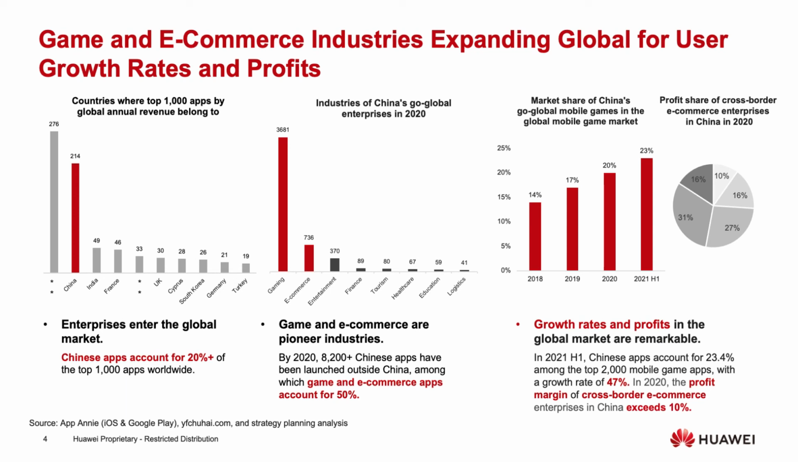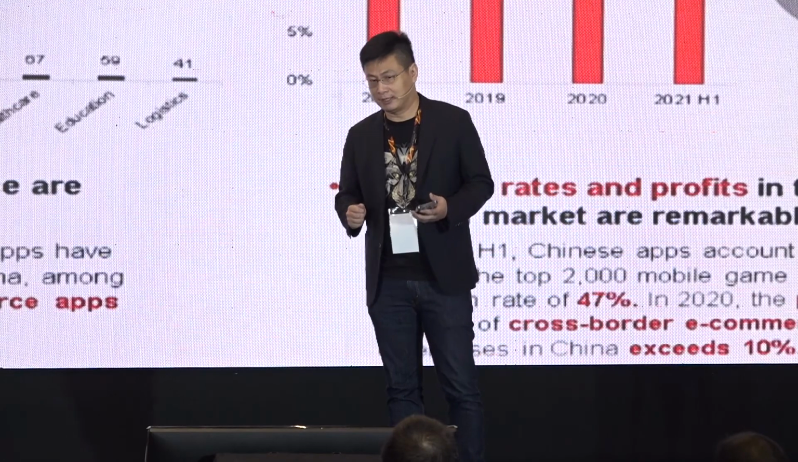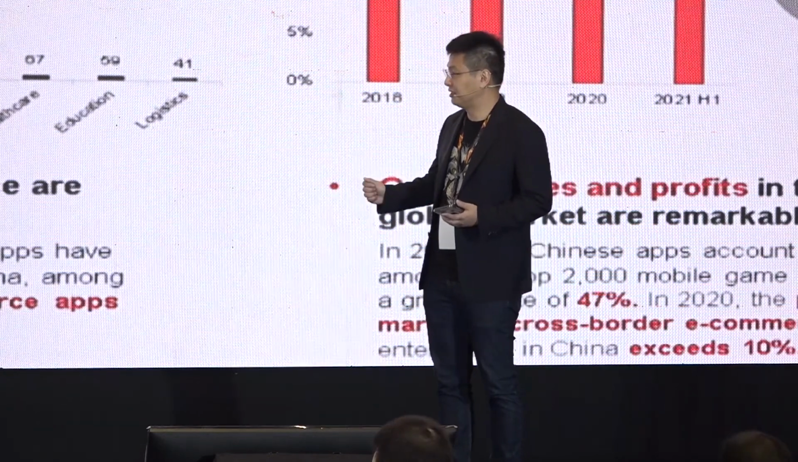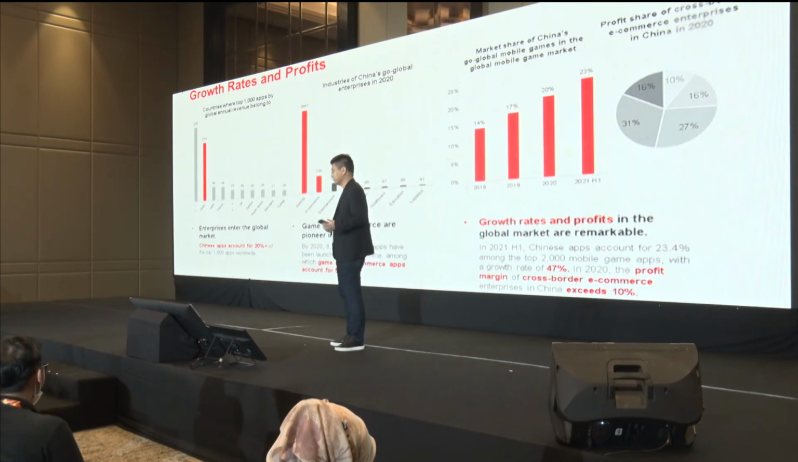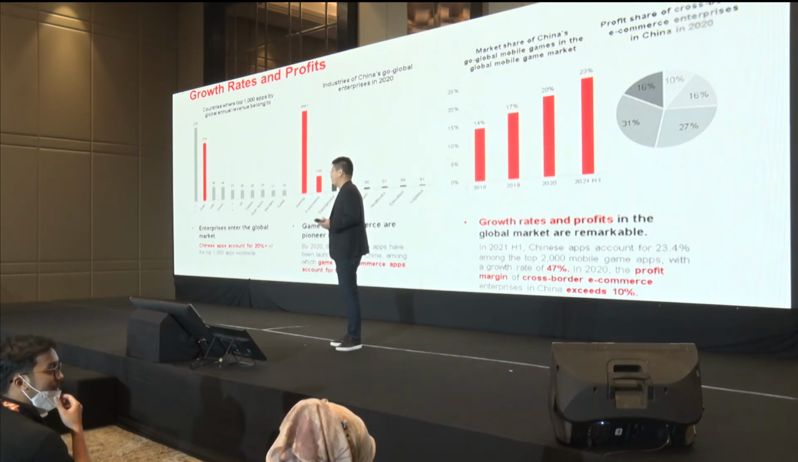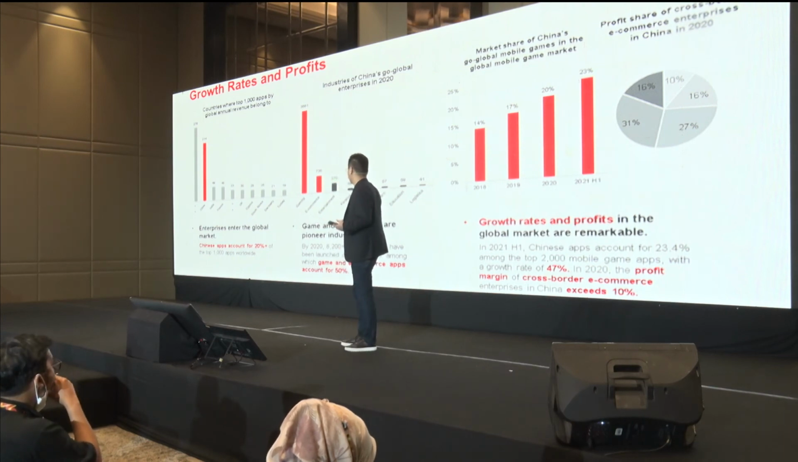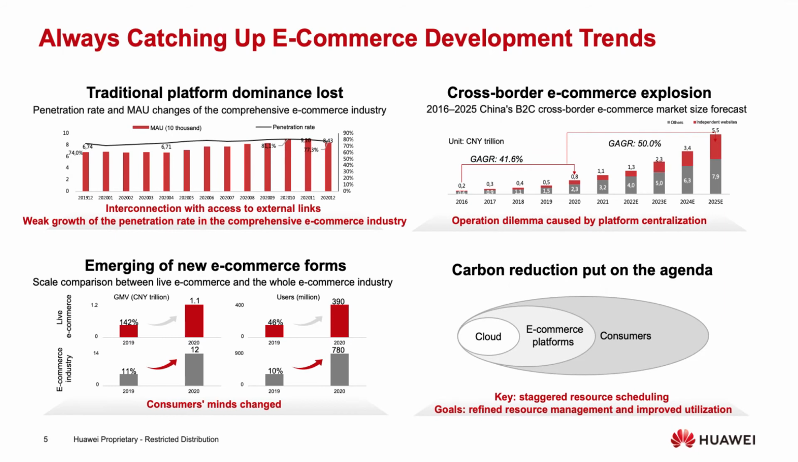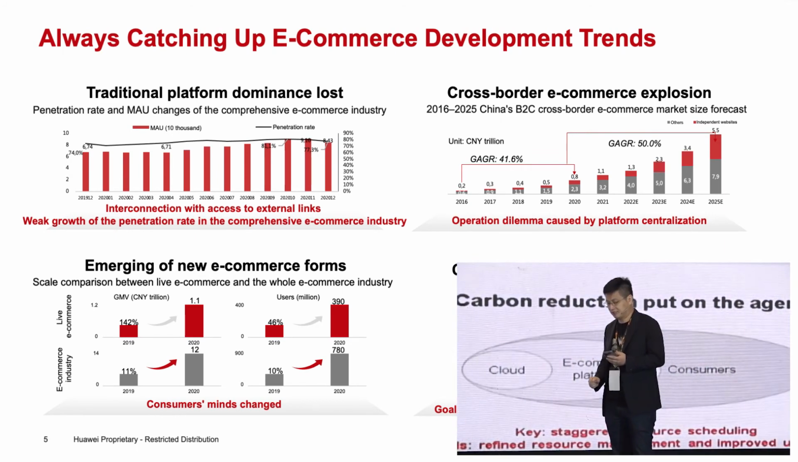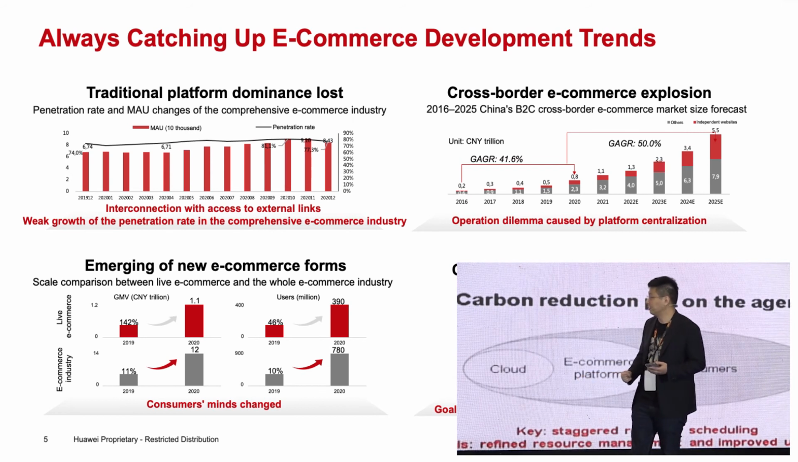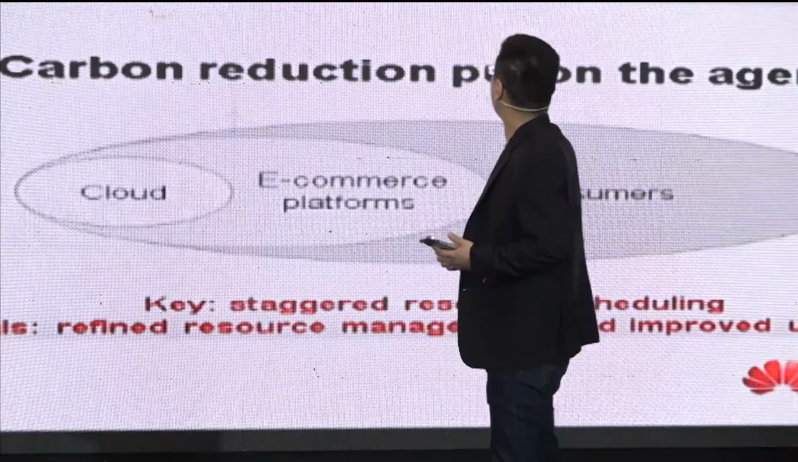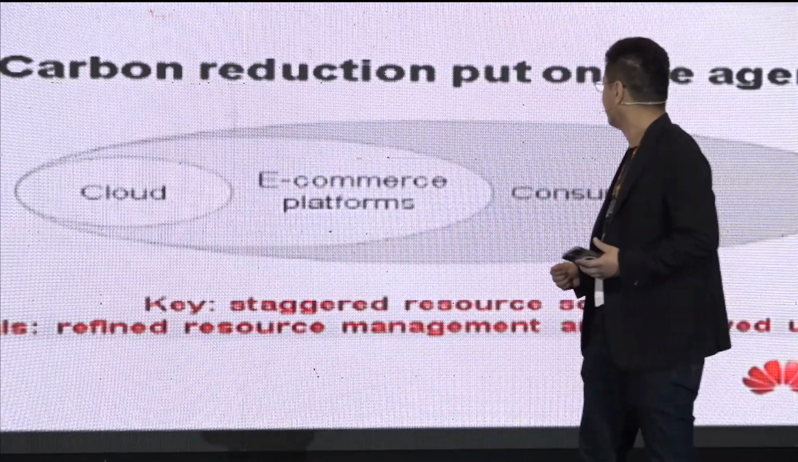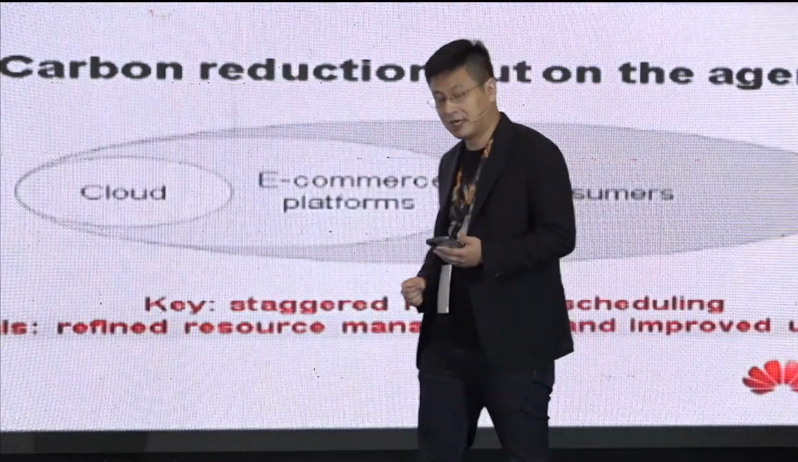So businesses are expanding from the existing geography regions to overseas. As you can see, e-commerce is currently ranking number 2, and they are getting a lot more from the user perspective, from the sales volume perspective. Next slide. So today we are always catching up with the e-commerce development trends. The trends of emerging new e-commerce forms, the trends of traditional platform dominance lost, right? The trends of cross-border e-commerce explosion, and carbon reduction being put on the agenda already.